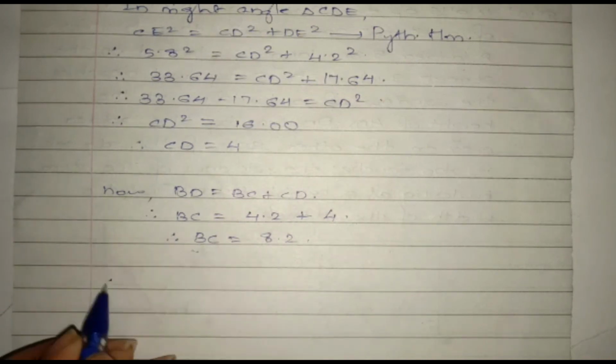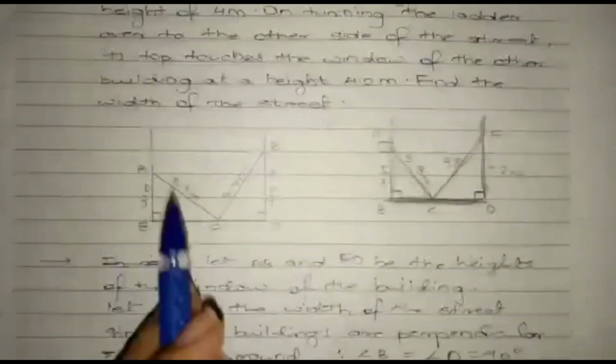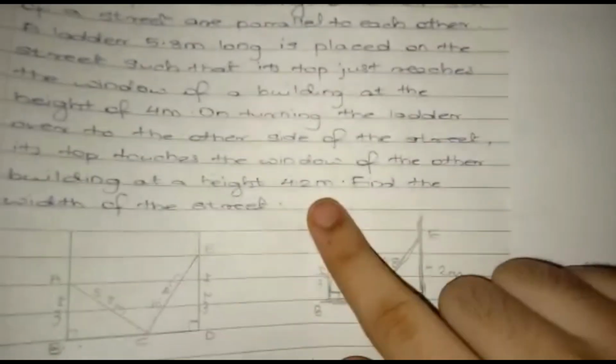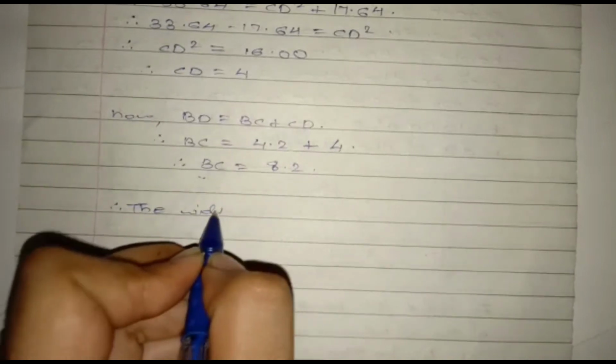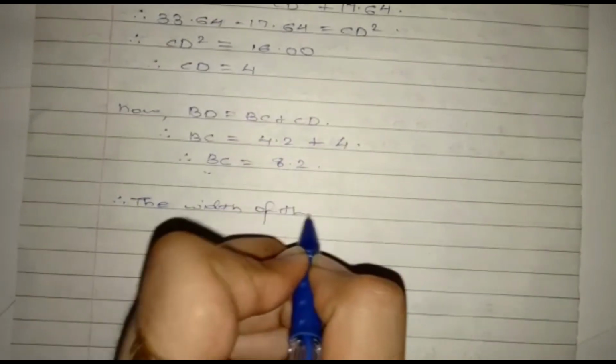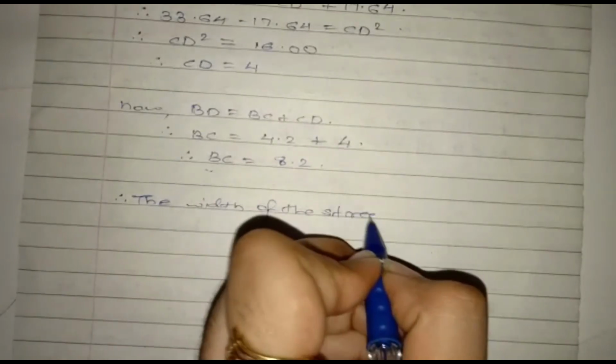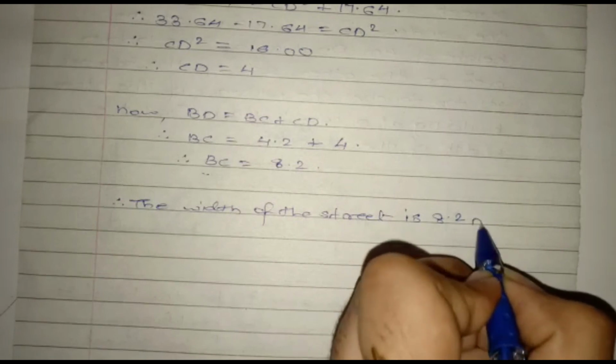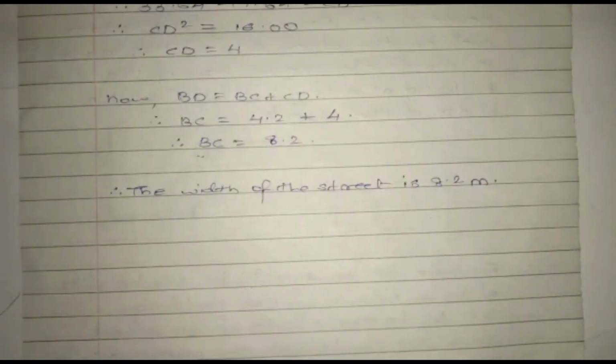Therefore we'll write the final statement: the width of the street, in meters, since we have the unit as meters, is 8.2 meters.